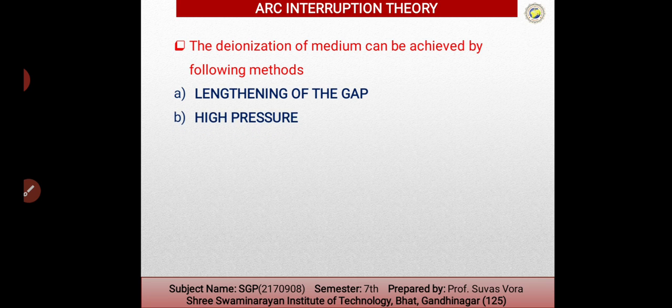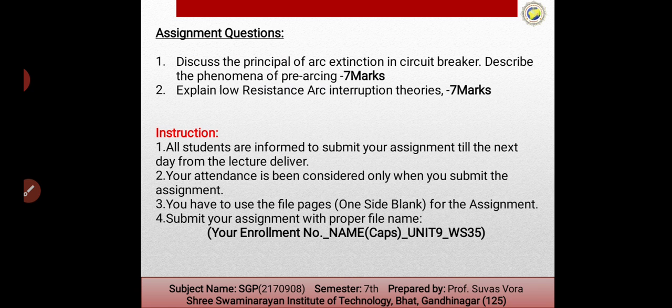Then high pressure. If the pressure is increased, the density of the particles constituting the discharge also increases and destroys the arc. Then cooling: the natural combination of ions and electrons takes place more rapidly if they are allowed to cool. Then the blast effect: if the ionized particles between the contacts are swept away and replaced by unionized particles, the arc will be destroyed.